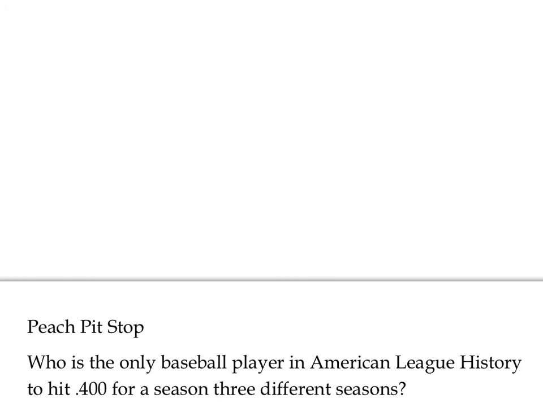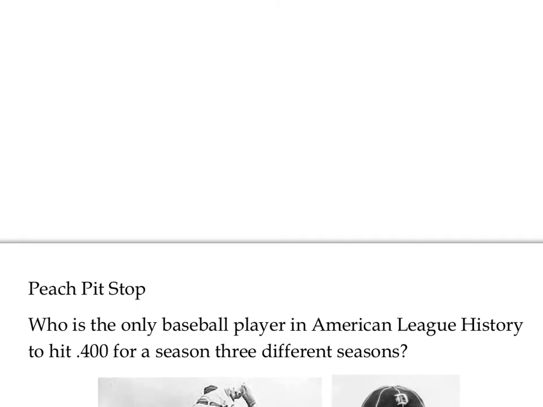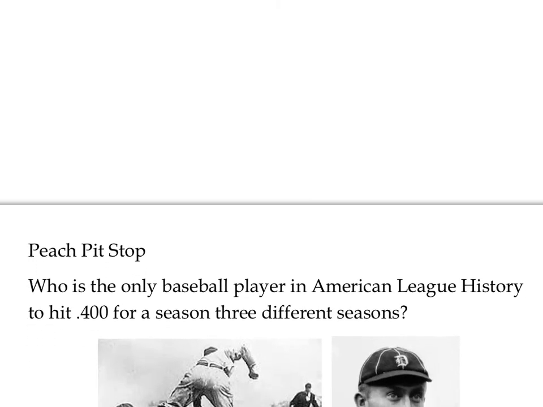Let's take a little stop here before we head off on another example. Peach pit stop. Who is the only baseball player in American League history to hit .400 for a season 3 different seasons? Hitting .400 in a season is pretty tough.